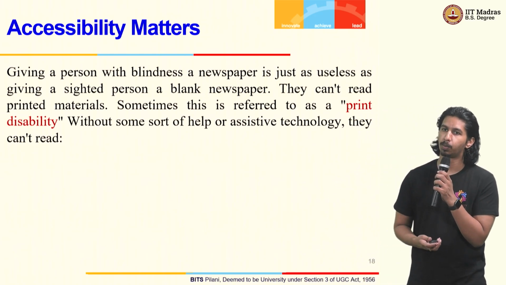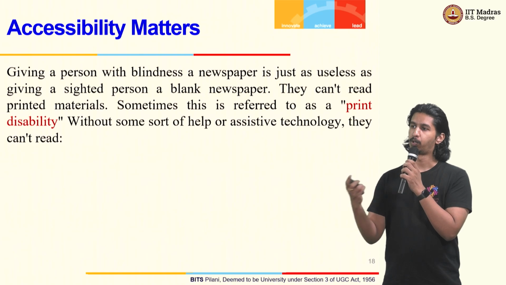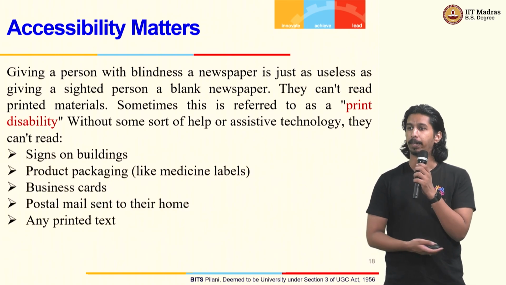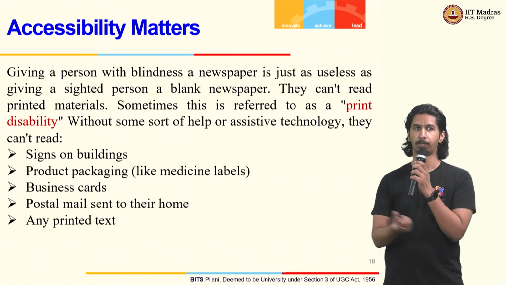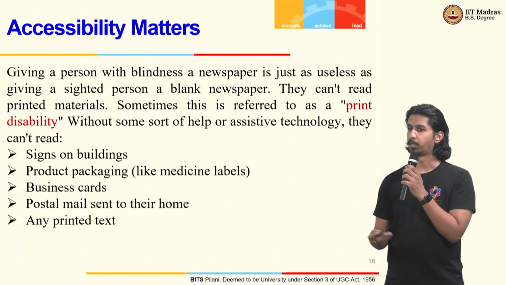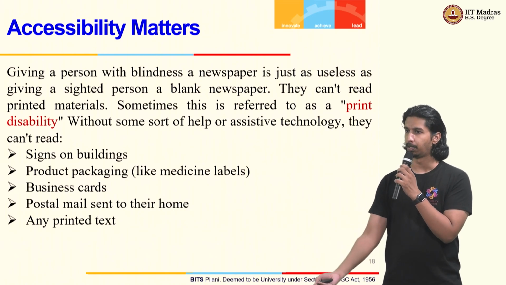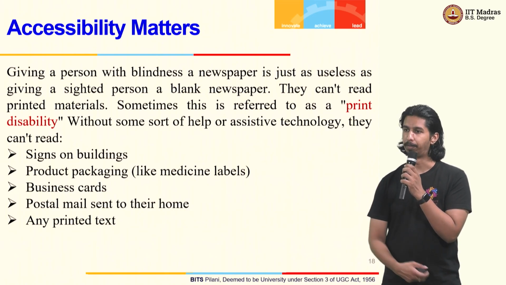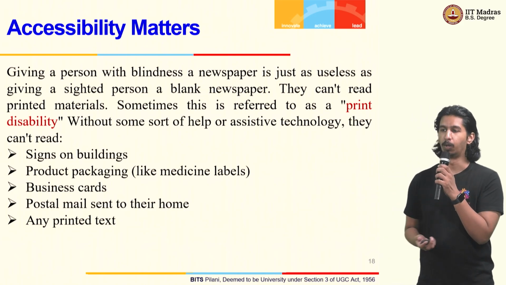A lot of things which are in print pose a major challenge for people with blindness, right? Signs on buildings, packages, medicines, business cards, and posts and so on. All these are printed material, right? So people with disabilities, or in particular blindness, will not be able to read these. So what is the workaround for this?